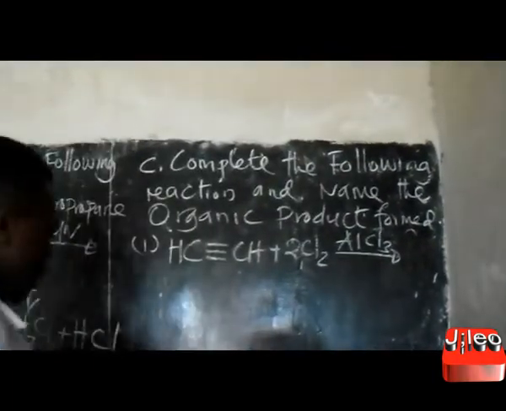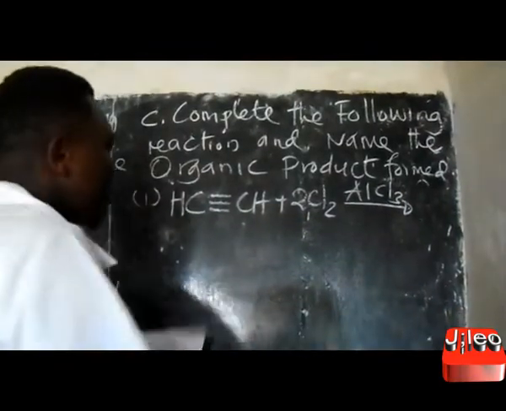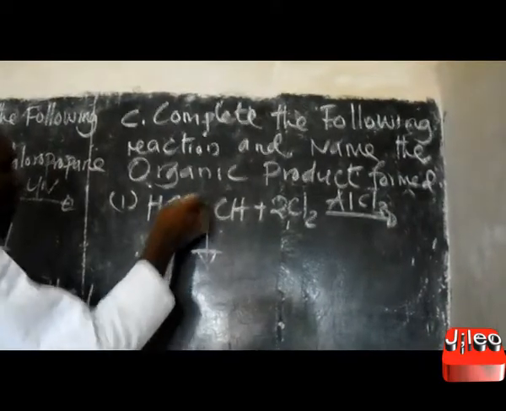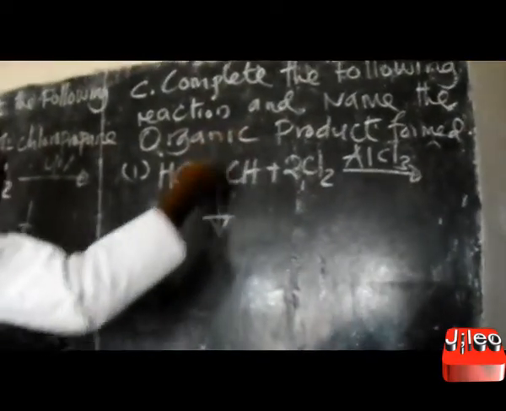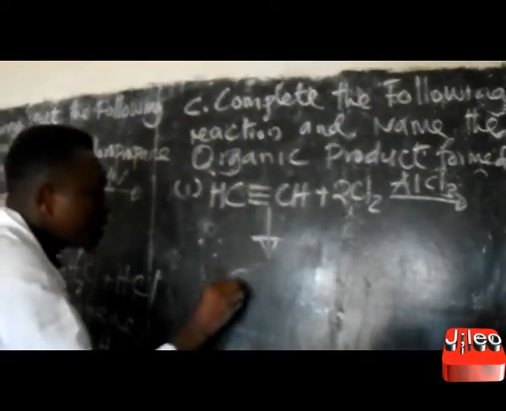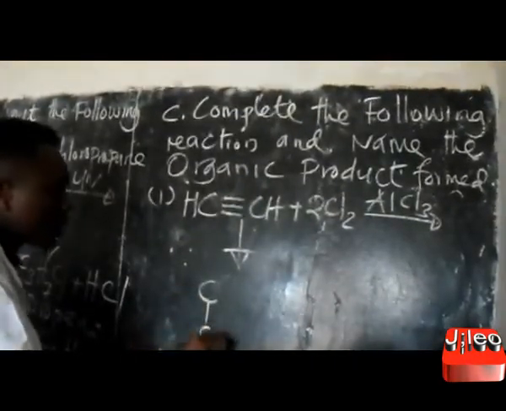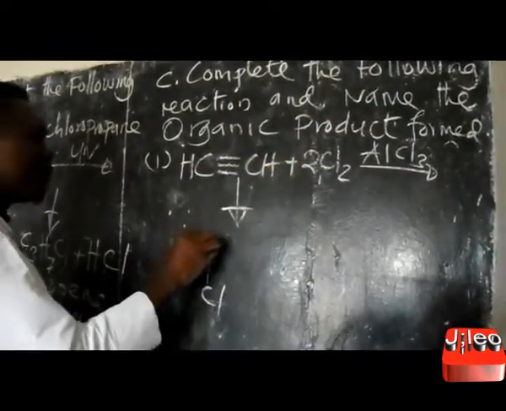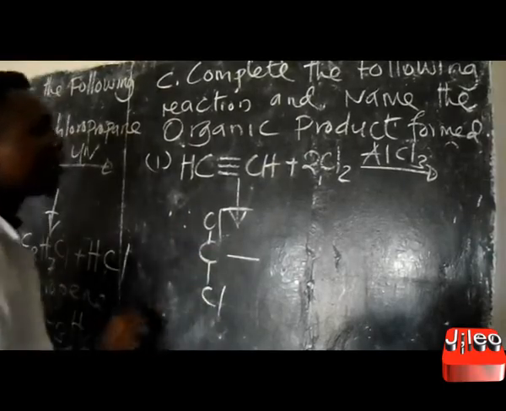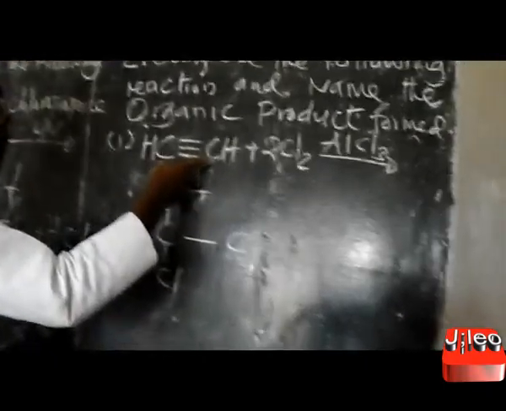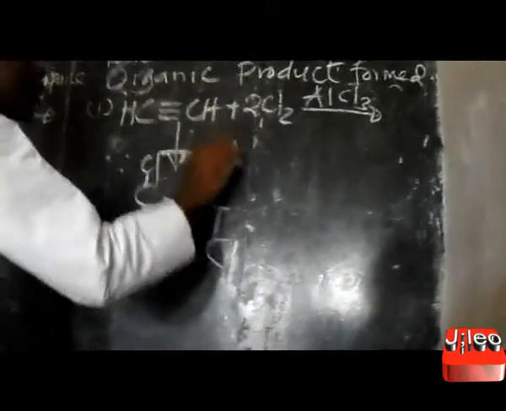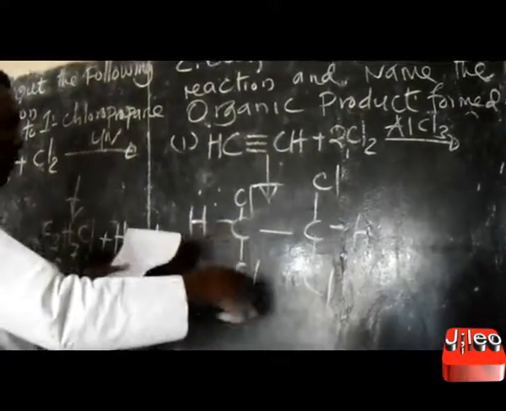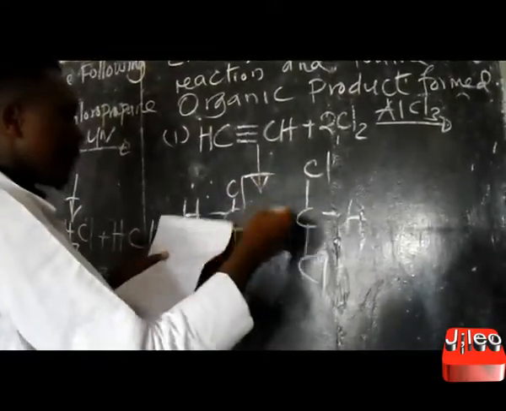So now, what will happen here is like the following. The first bond is broken, so we get carbon, then here chlorine, and chlorine again comes here, then a single bond, then another carbon with chlorine, and hydrogen. So now this is what we call the vicinal compound. A vicinal compound.